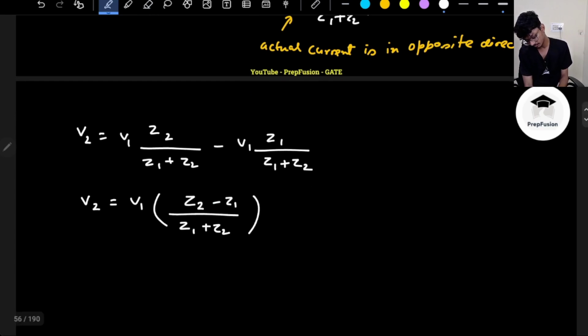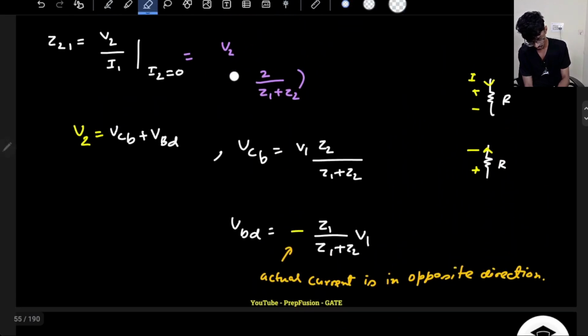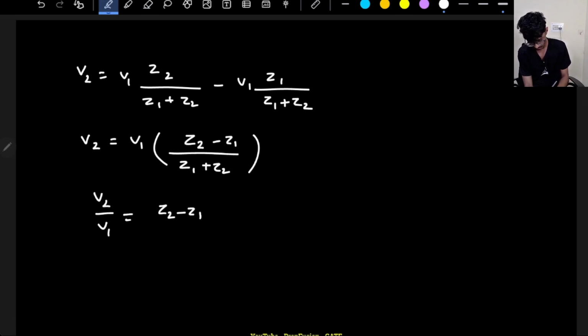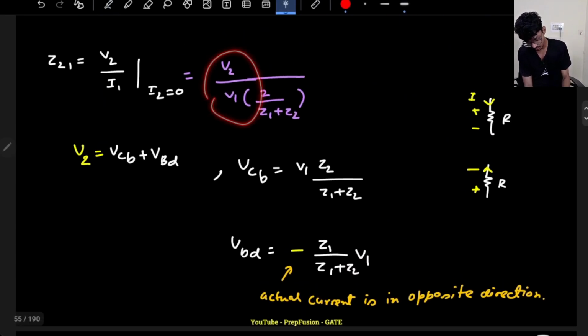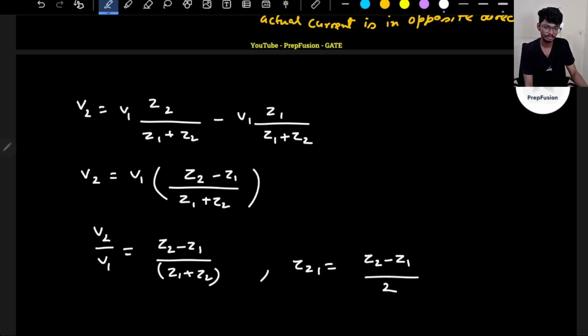Okay, so from here, of course, it is a ratio of V2 by V1. So my V2 by V1 is equal to Z2 minus Z1 divided by Z1 plus Z2. If I replace V2 by V1, this will ultimately become Z21, which is Z2 minus Z1 divided by 2. So this will be your Z21. Okay, I am just checking whether I have made any mistake or not.